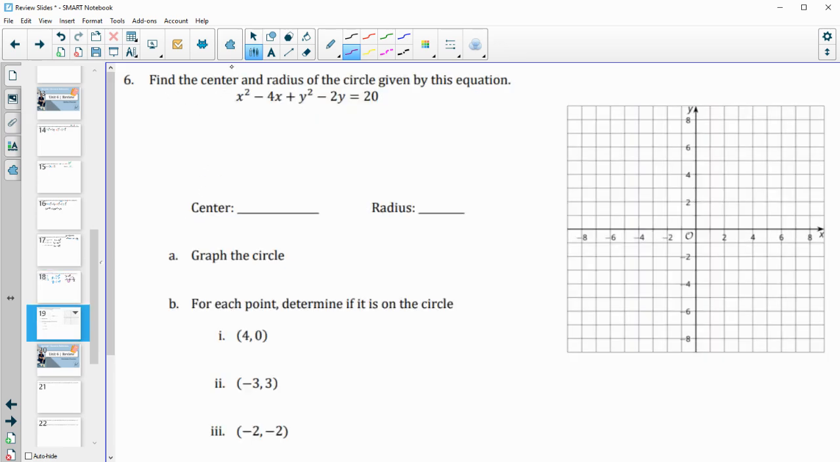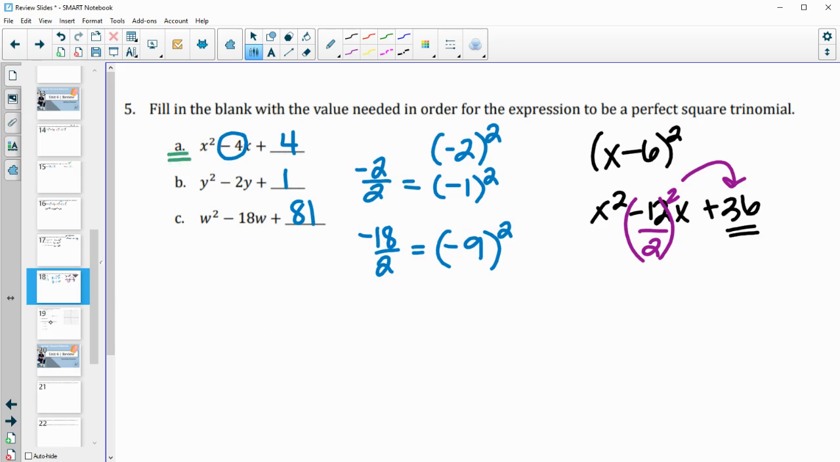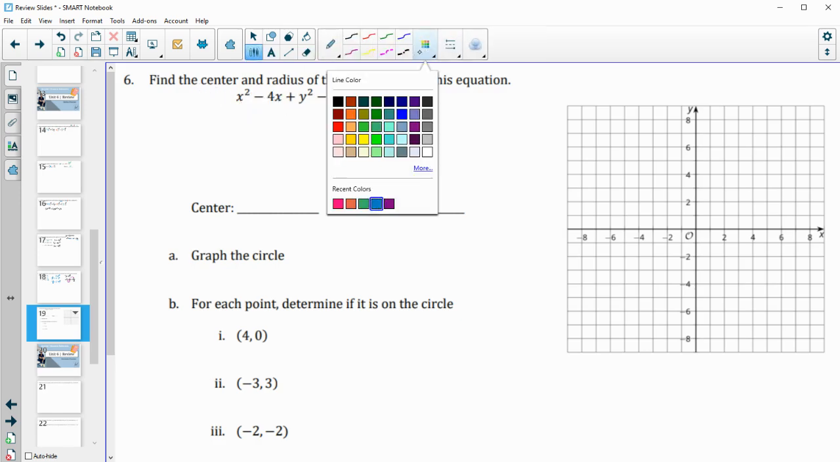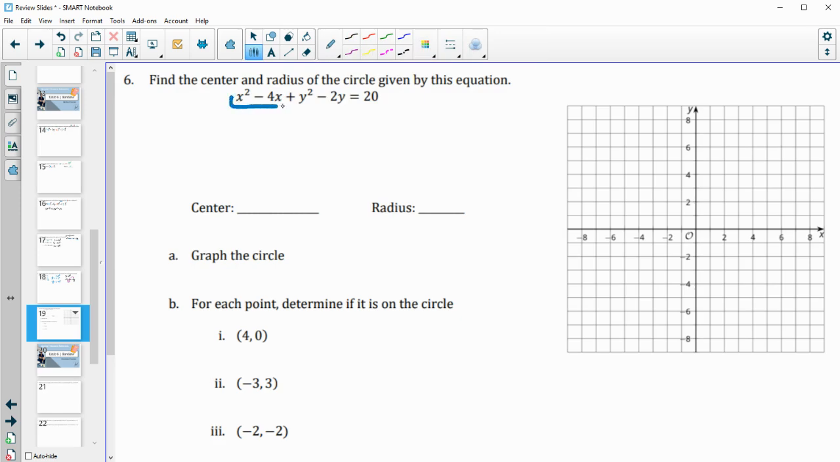Number 6, find the center and radius of the circle with this given equation. So for this, we need to use what we just did. So you'll see this part, okay, from the last one in part A. And so we want to put in that, and actually let me draw this in black first. So we want to come up with the number that we would add in here that would make this a perfect square binomial. Okay, so what number are we going to add right here?